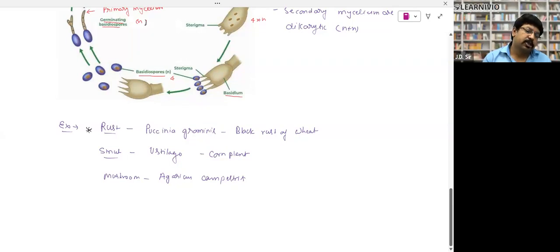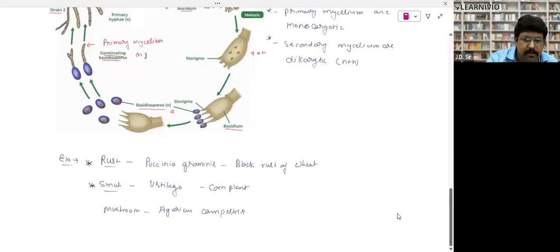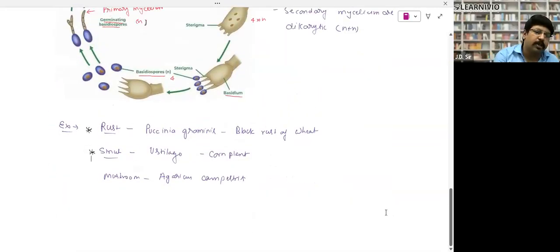Smut is a disease caused in the corn plant by a fungus known as Ustilago. Mushroom is Agaricus campestris. These smut and rust diseases are frequently asked; they have been asked multiple times. So you have to remember this one. Okay.